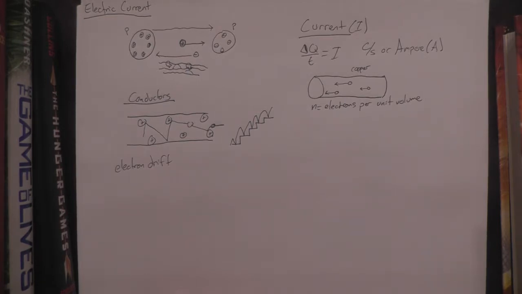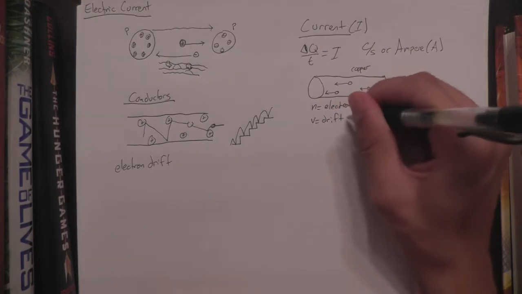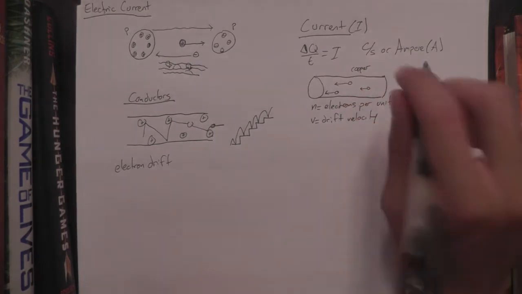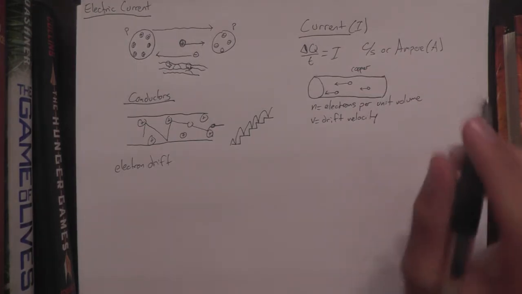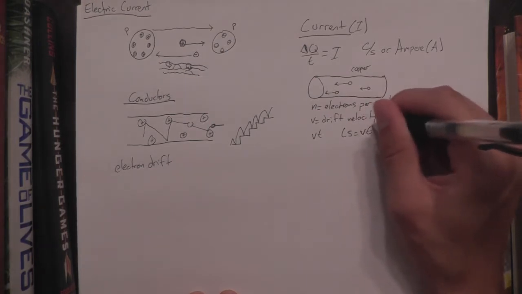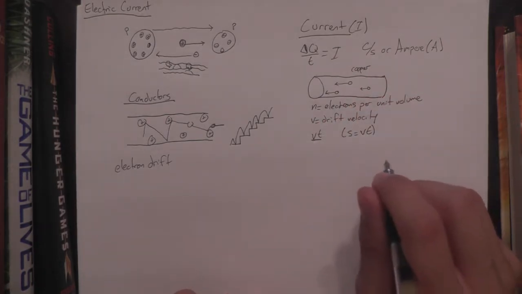Well, all those electrons are moving at a drift velocity of v, right? Well, that means the distance that they will travel is vt, because we know that s, the displacement, equals the velocity times the time, right? So the distance they're going to travel is vt.